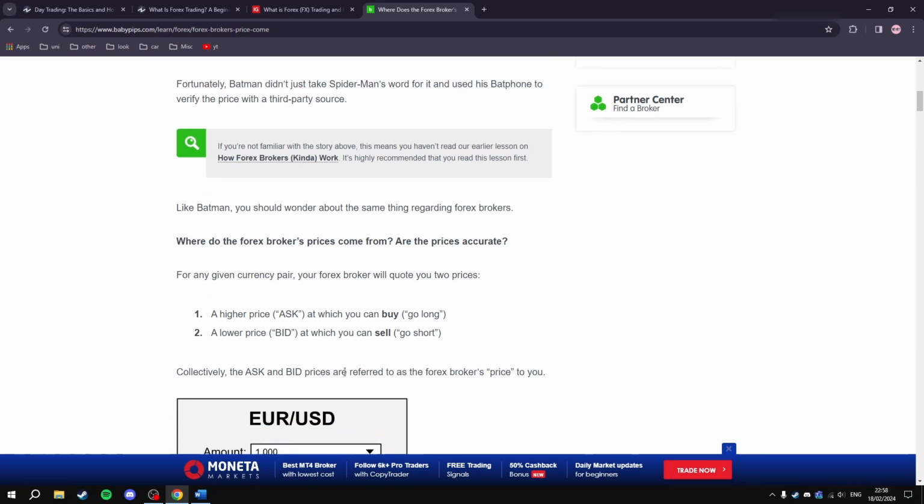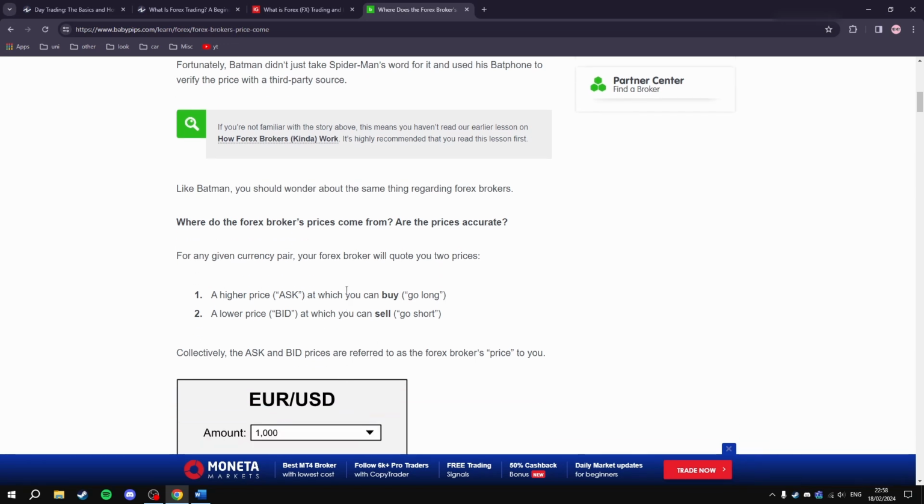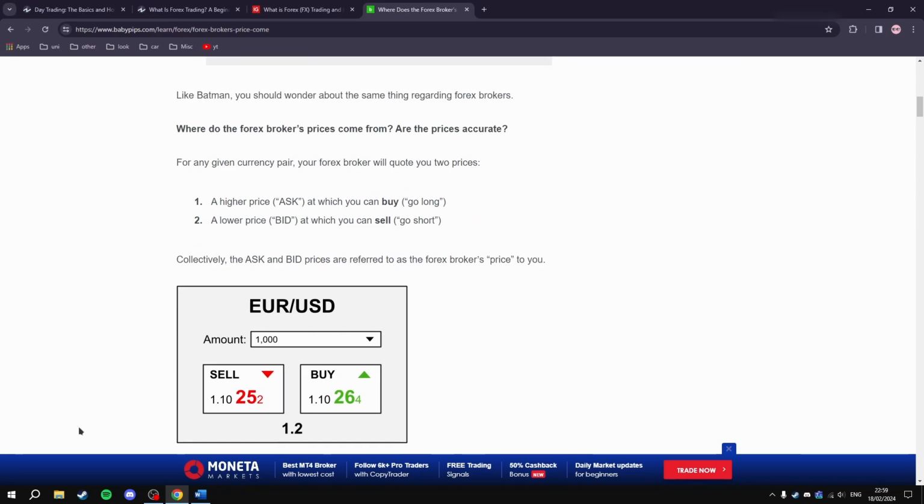Are the prices accurate? For any given currency pair, your Forex broker will quote you two prices: a higher price, ask, at which you can buy, go long; a lower price, bid, at which you can sell, go short. Collectively, the ask and bid prices are referred to as the Forex broker's price to you.